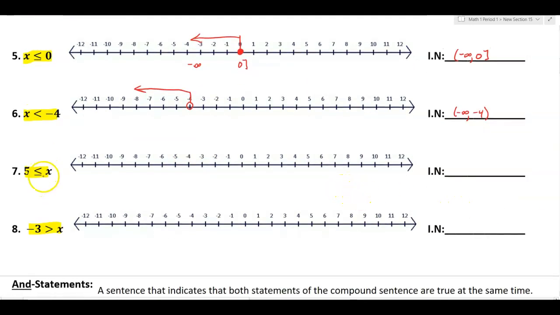Number 7, if we were to switch this and say x is greater than or equal to 5, we know we'd have a closed dot on 5. Since we're greater than or equal to, we know we'd be to the right. Closed dot tells me square bracket 5, and it goes all the way to positive infinity. So interval notation, square bracket 5, then it goes to positive infinity, round parentheses.